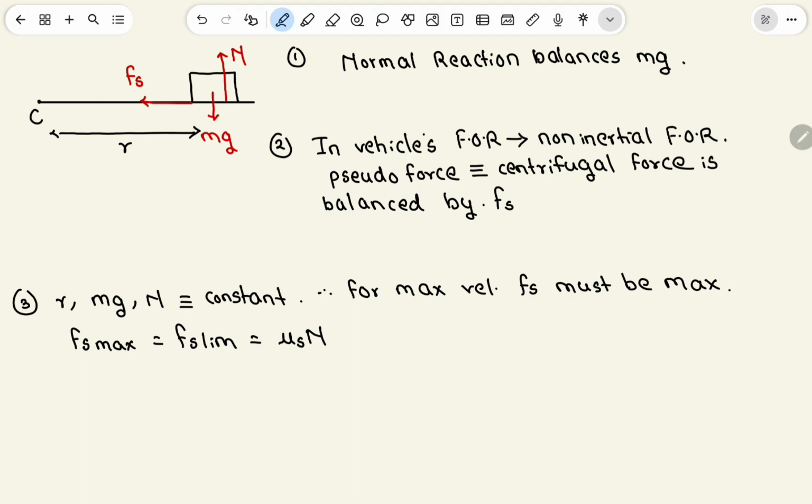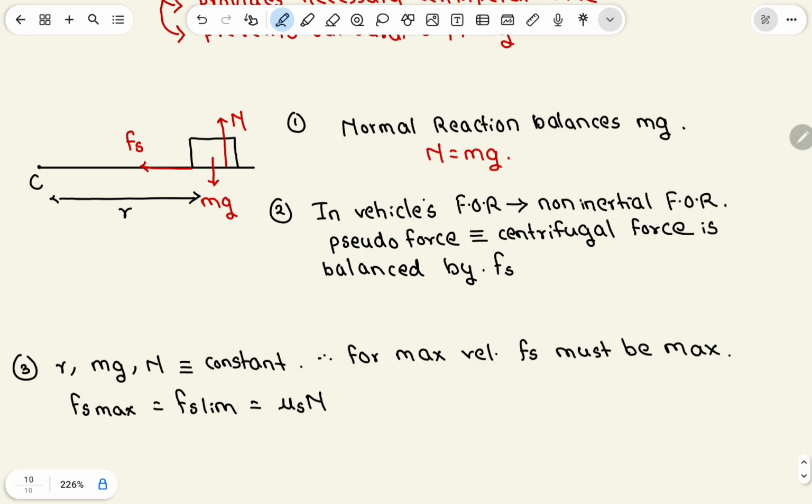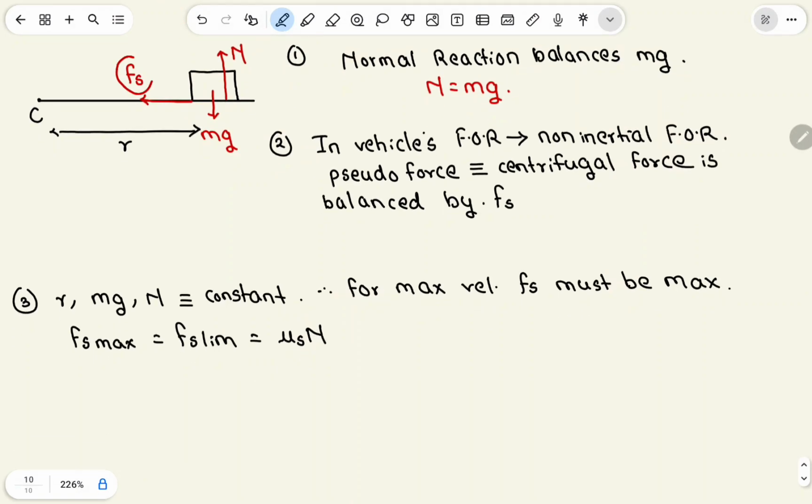Let's start with the derivation. So we have the FBD on the left hand side. We know that the normal reaction in this FBD is balancing mg because there is no vertical movement. So we can write down N is equal to mg. And as we discussed just a few seconds ago, there is a centripetal force acting on the vehicle because it is moving on a circular track, and that centripetal force is provided by nothing but our static friction.